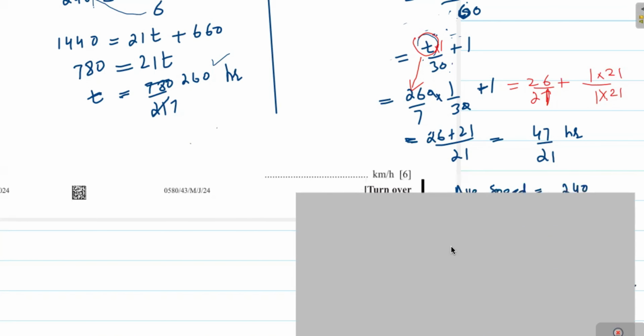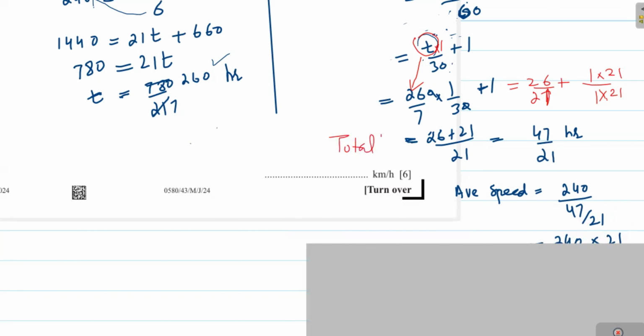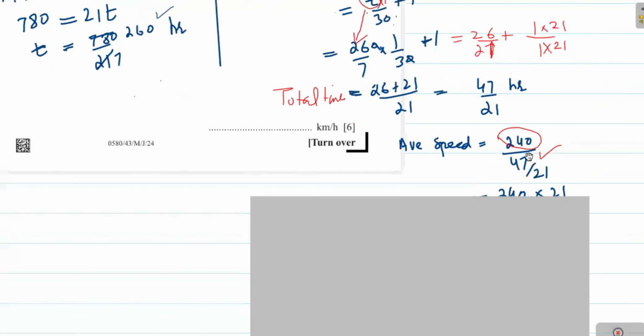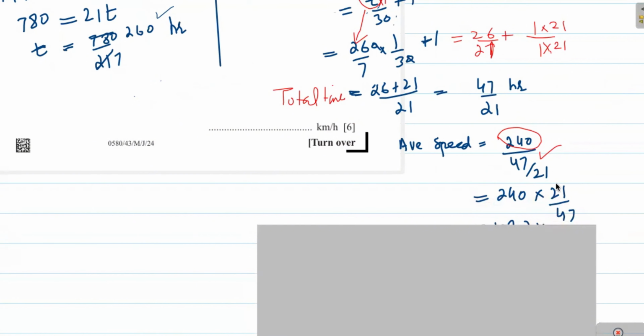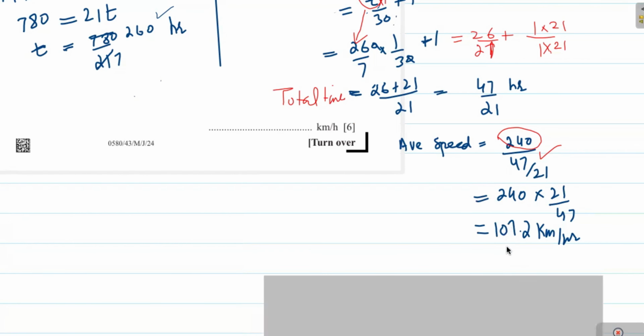Now we have to find the average speed. Now the total distance divided by total time. This is the total time. And total distance already given is 240. And this is the total time. Now when we divide the total distance by total time, we get the value 240 multiplied by 21 over 47. Therefore, this final value become 107.2 kilometer per hour. This is the average speed of the journey. This is the solution.